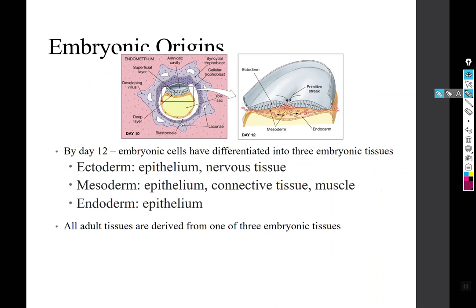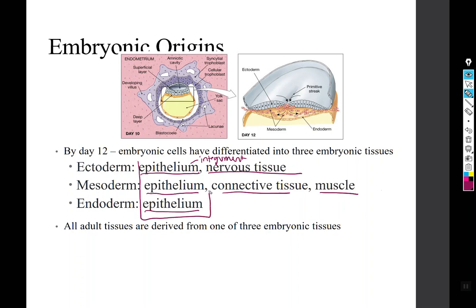All right, so here are the embryonic origins. We have the sandwich again, so ectoderm, mesoderm, and endoderm. So the ectoderm gives rise to certain kinds of epithelium, including integument, and the nervous system, all nervous tissue, including your brain, but also your peripheral nerves. The mesoderm gives rise to epithelium as well, specifically the lining and covering epithelium of your body cavities, but also connective tissue and muscle. And the endoderm is epithelium only, so all the other kinds of epithelium.